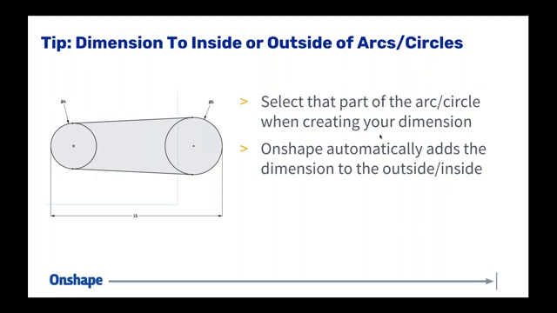All you have to do is select the part of the circle or arc that you want to dimension to, and Onshape will automatically recognize if you selected the outside of this arc, or you selected the inside of this arc or circle.